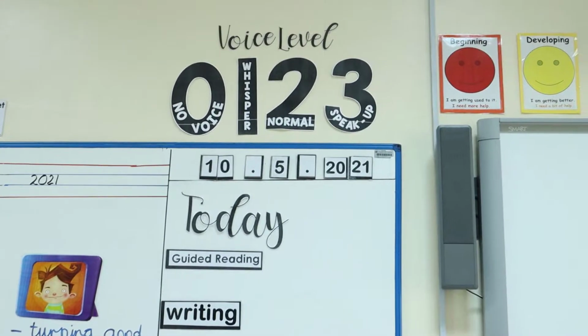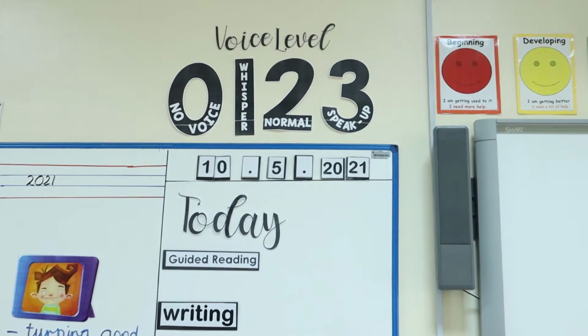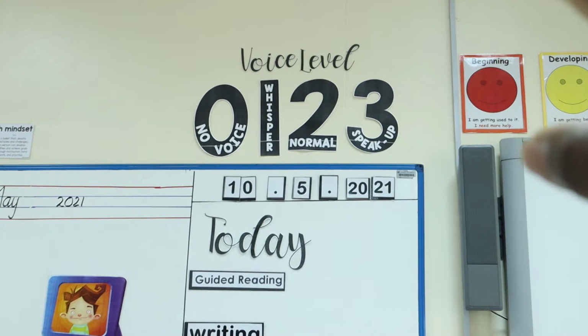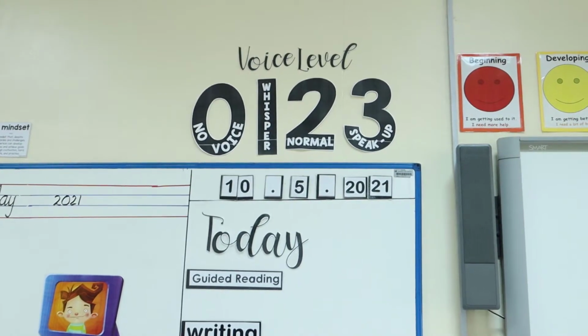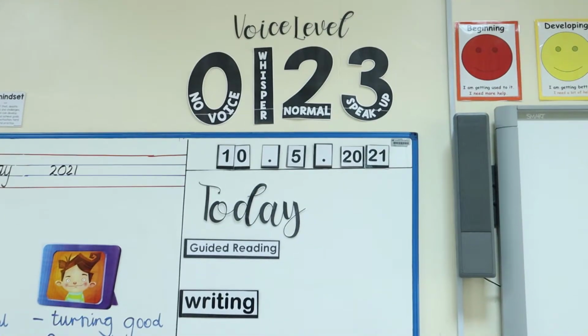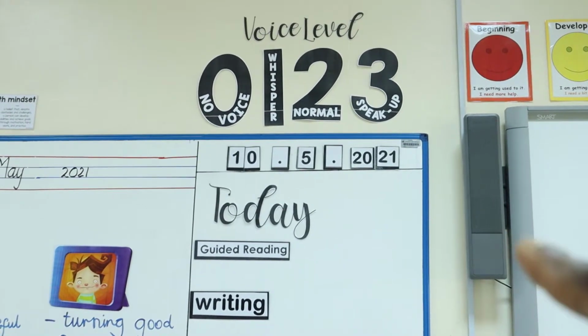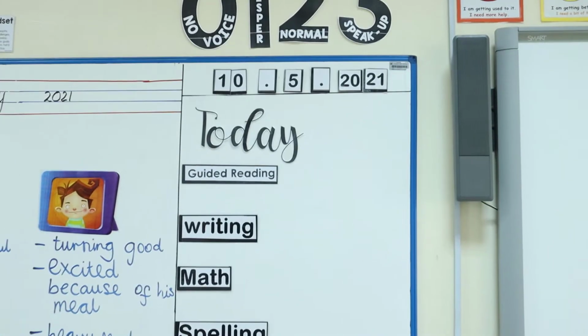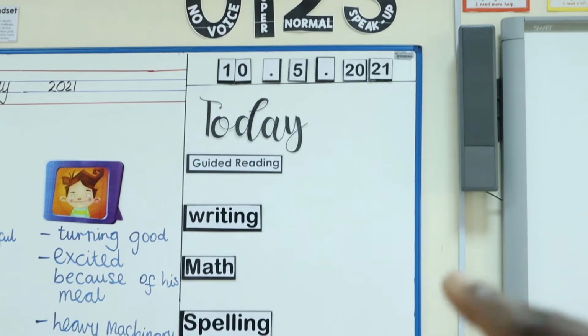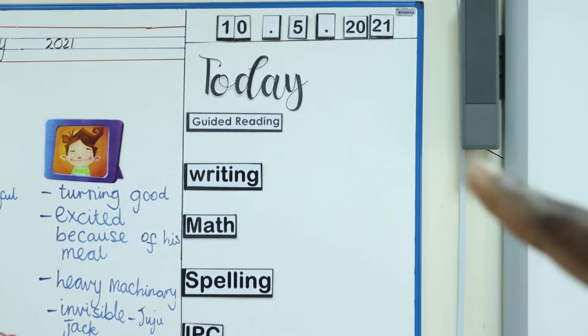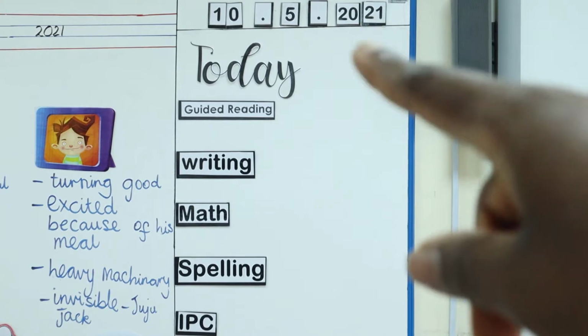Alright, so here is an update to my class display. I was able to create the voice level and put it above. Please don't judge me. This is just a rough work. I know that it's not straight, but I'm going to figure it out. And then my sticker date plus what we have on Monday. I was able to create the label for today.